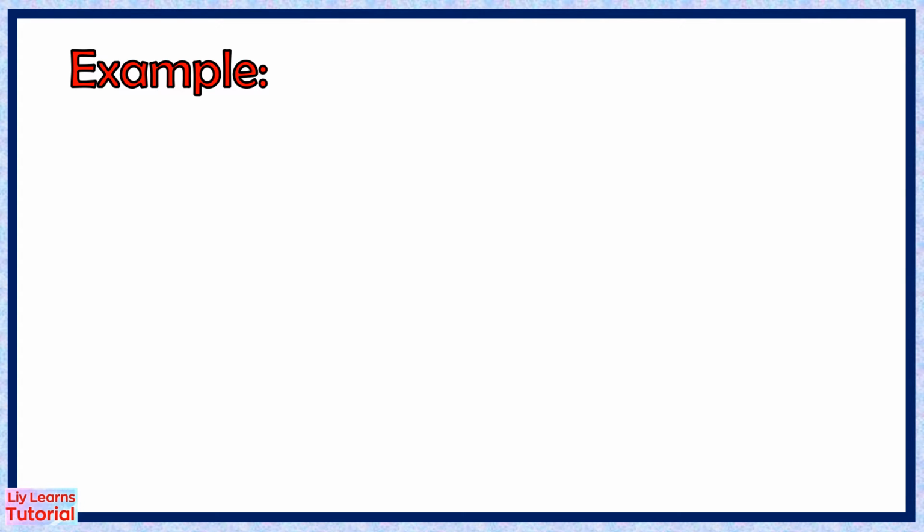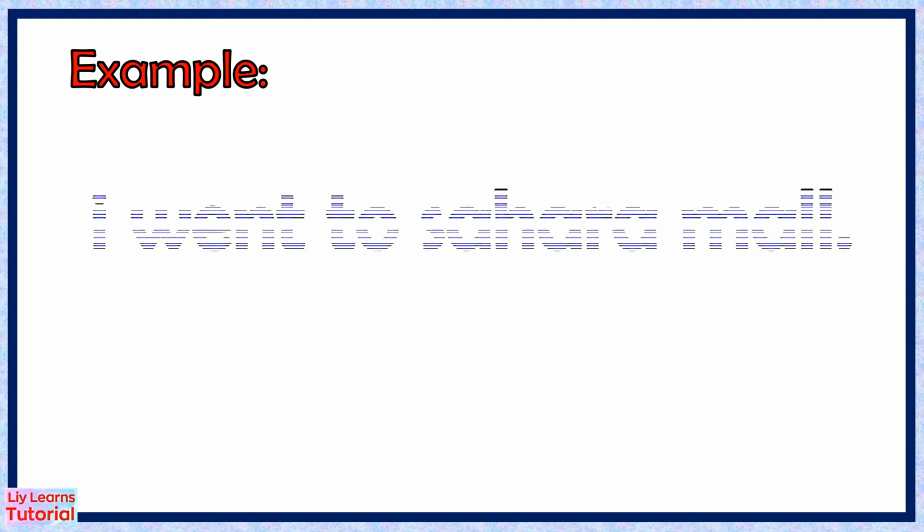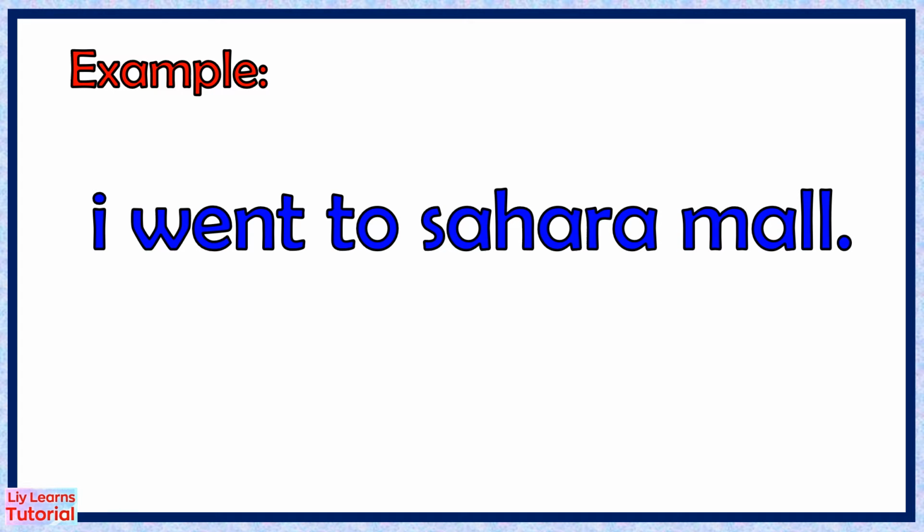If a specific name of a place is used in a sentence, the first letter should be capitalized wherever it may appear in the sentence. For example, I went to Sahara Mall. S and M are written in capital letters.